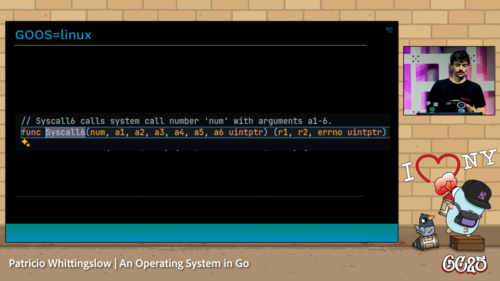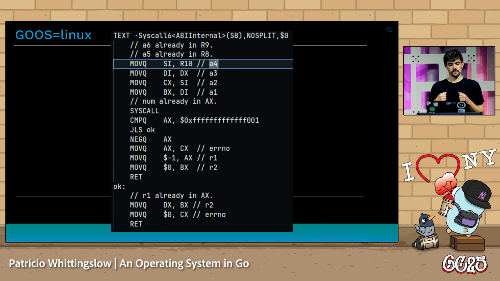The RawSyscall function calls Syscall6. And this is several layers in deep. I've skipped a couple layers. And this is where our mental model of Go might break down. I mean, this function doesn't have a body, no Go code, right? But we can click on it, go to definition, and we'll come across this. Syscall6, ABI internal, SB, no split, $0.